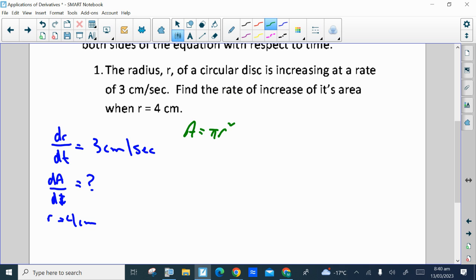And now you're going to differentiate both sides with respect to time. So when you differentiate A with respect to time, it'll be dA by dt. And on the right side, when you differentiate both sides with respect to time, we're going to be using the chain rule. So the 2 will come in front, so it'll be 2 pi r, but then we also have to multiply by the derivative of r with respect to time, which is dr by dt.